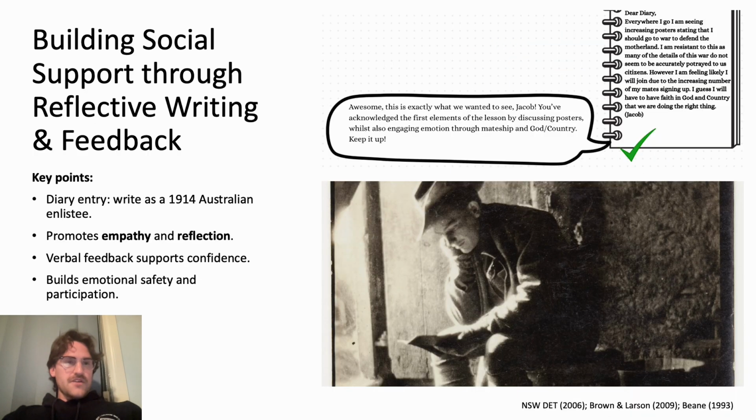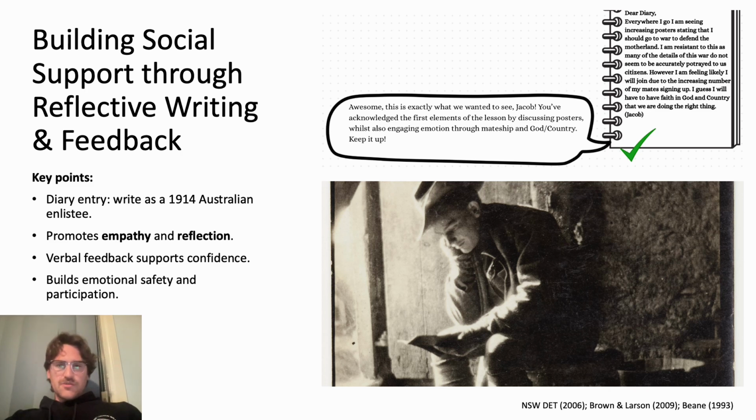Now, for the second part of Dimension 2, we aimed to build social support through reflective writing and feedback. So the social support element is reflected in the diary entry activity. This was a consolidation phase where students wrote from the perspective of a young Australian in 1914. So we can see that here in the top section of the diary entry, where we had a response, the Dear Diary entry, which is there.